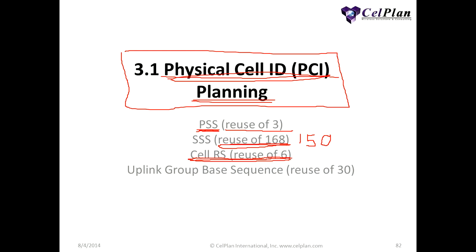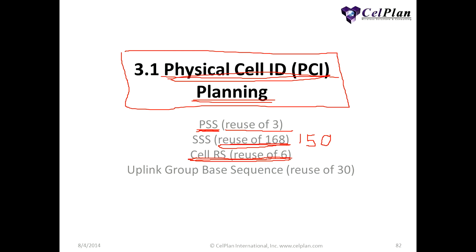And the other one is the cell reference signal. You should not use the same reference signals in neighboring cells. Well, not the same reference signal, you should not use the same position of the reference signal in neighboring cells. And there are 6 possible positions of reference signals, so you have to plan PCI based on a reuse of 6.